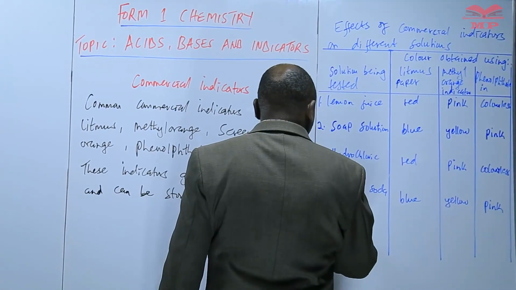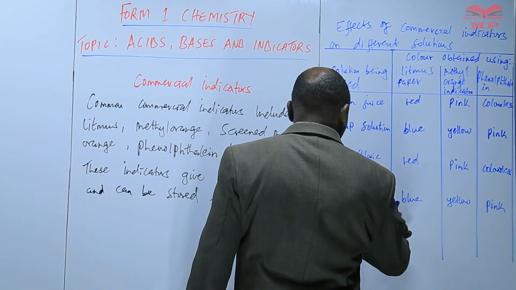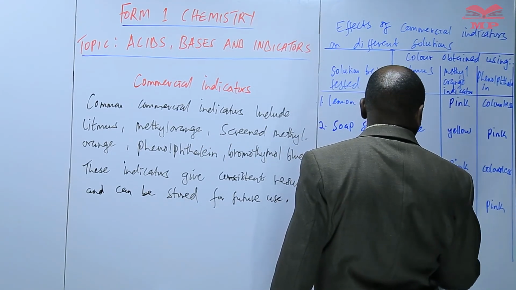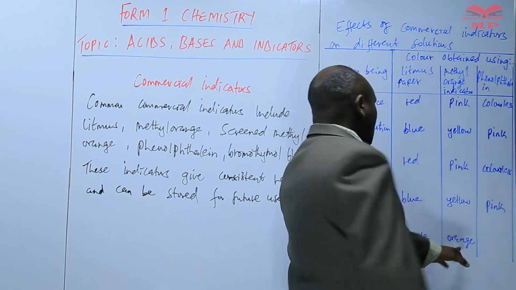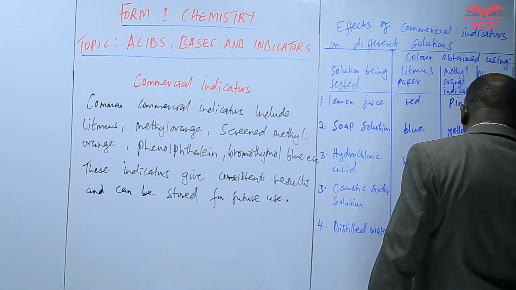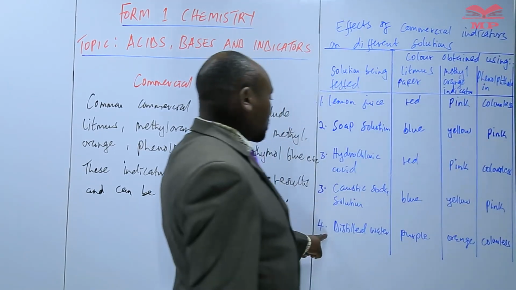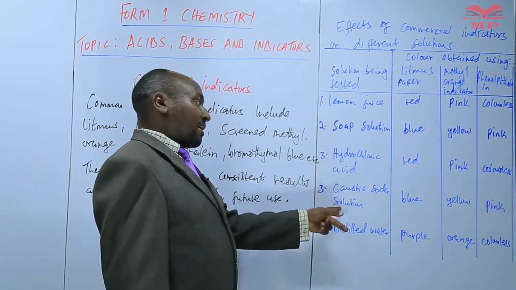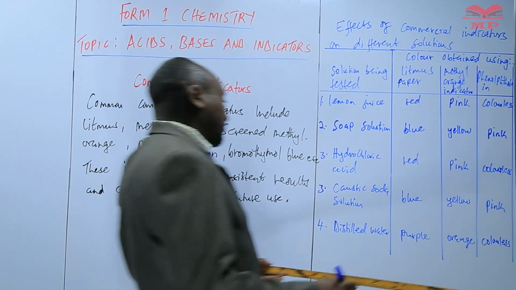If we take an example of distilled water, the litmus is purple, and the methyl orange is orange. That means the color remains orange. With litmus, the color remains purple. With phenolphthalein, the color remains colorless. So distilled water is neutral. It's neither acidic nor basic. It's not behaving like the others. That shows that it has its own different properties.